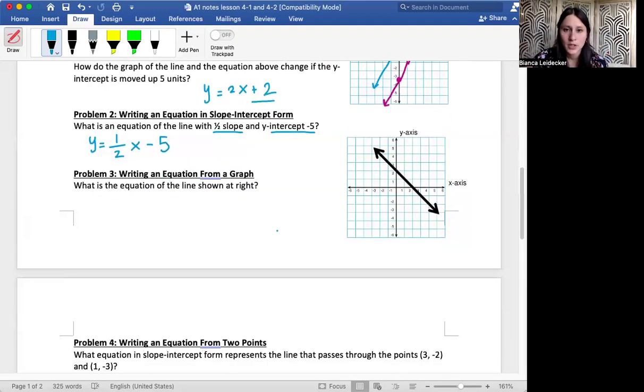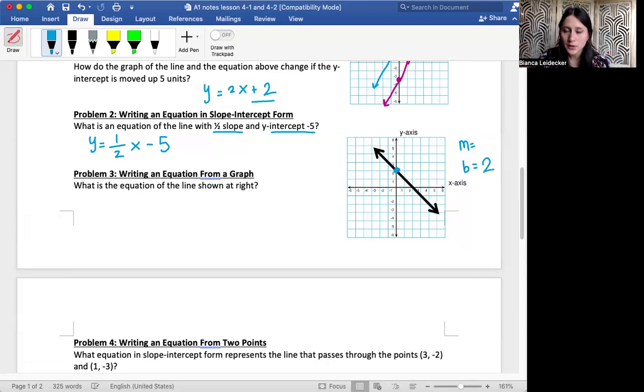Problem 3, write an equation from a graph. So when we're looking at a picture, we've got to identify some parts. We've got to identify what your slope is and what your y-intercept is, which would be b. So let's take a look. The y-intercept, it's crossing over at +2. So I'm going to write this as 2.